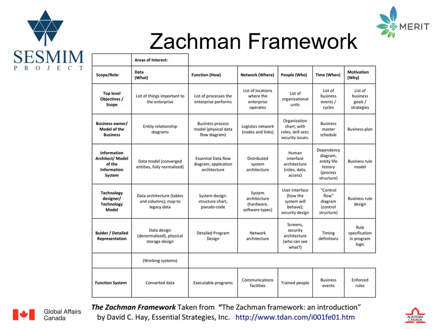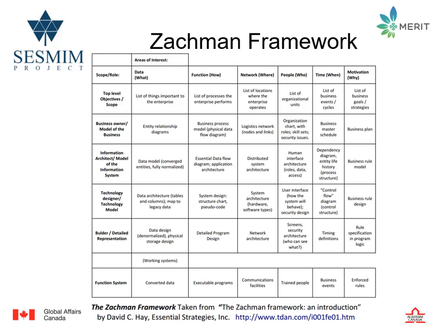And then basically the what is data. This column talks about data at each level. This column is the function or how. And the middle column is the network or where. And this column is the people or who. This is the time column or when. And the last column is what they call motivation or why.